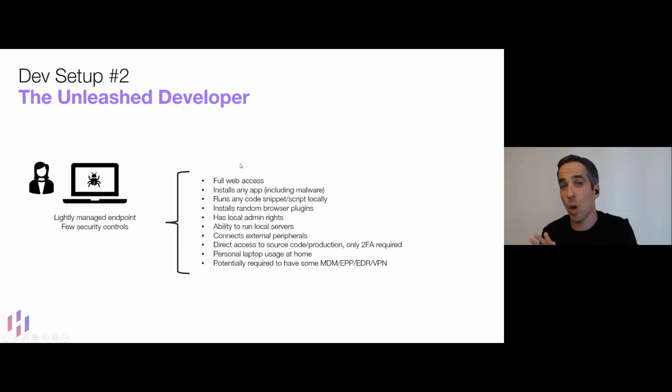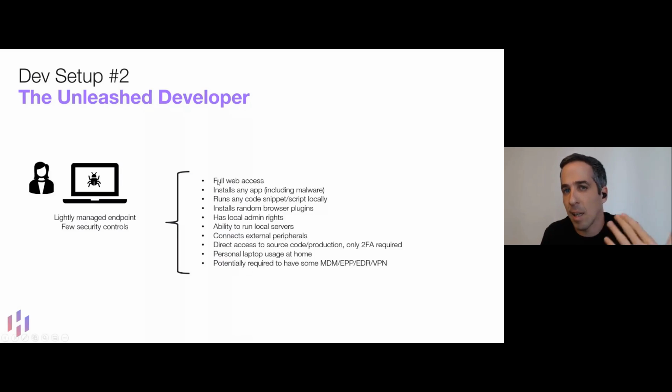A second one, which is kind of the opposite, is what I call the unleashed developer. This is a lightly managed endpoint where the developer has some security controls on it, but basically can do more or less everything on the device. They have full web access, they can install any app, they can run any code they'd like, install browser extensions, have some local admin rights, run local servers, connect peripherals, the reverse of what we've seen before. And from that same device, which is loosely managed, they have access to source code and production servers.